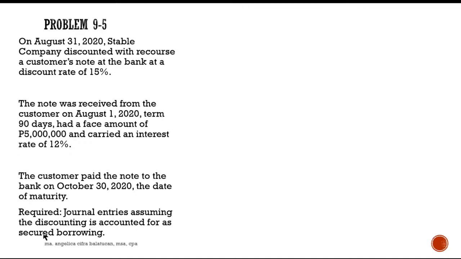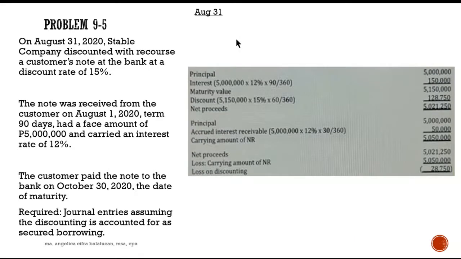This is a secured borrowing. So this is 9-5, stable company. So first is on August 31, stable company discounted with recourse a customer's note at the bank at a discount rate of 15%. So on August 31, okay, so we will debit the net proceeds. So again, we need to determine the original term of the note. So the note was received on August 1. The term is 90 days and the face amount is 5 million with an interest rate of 12%.